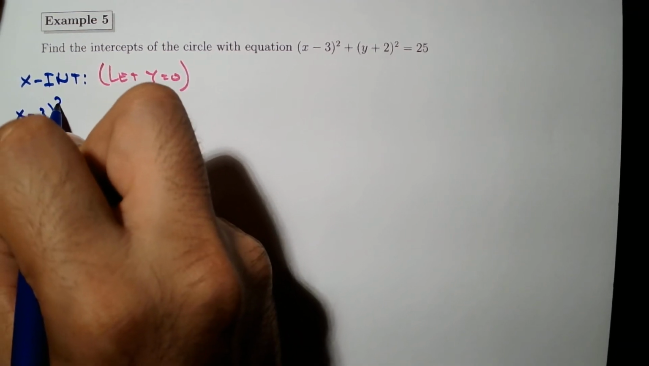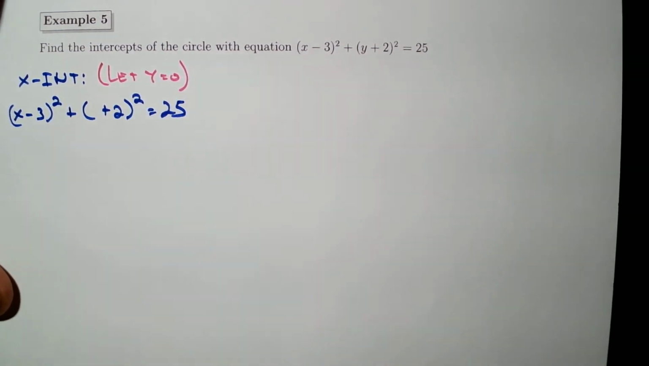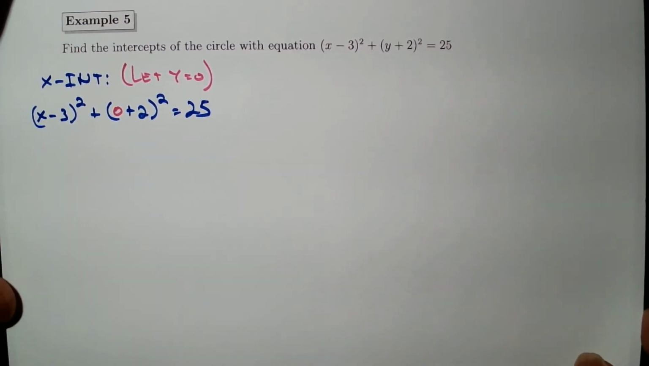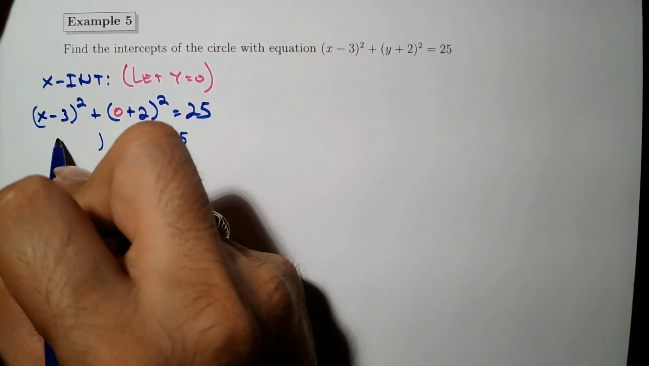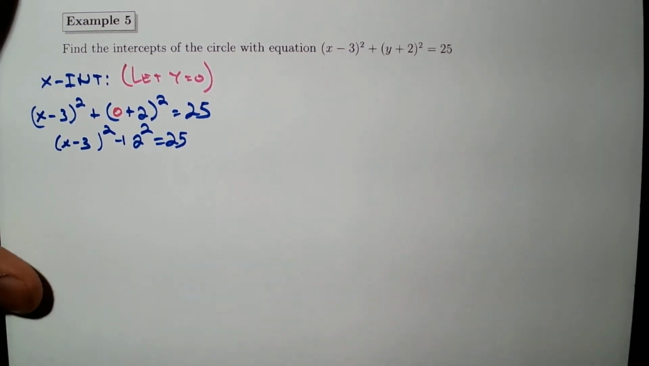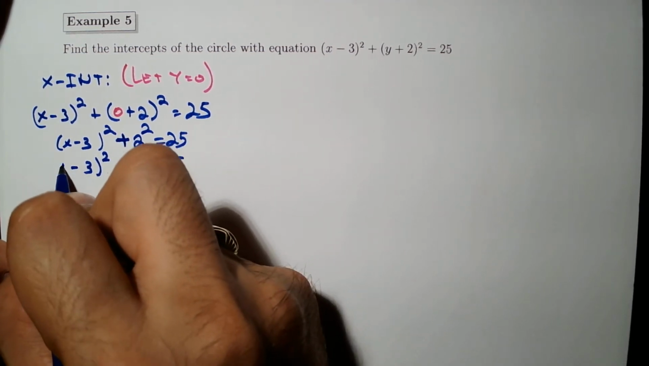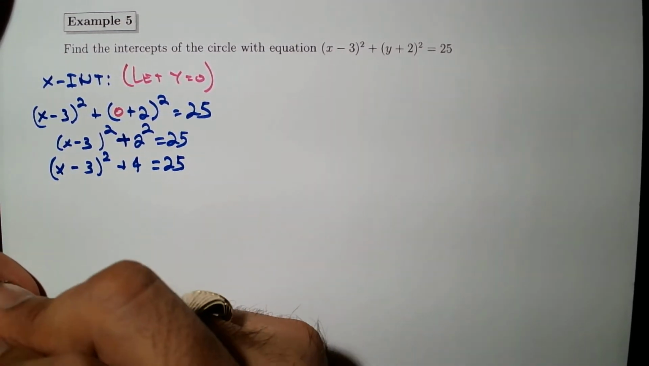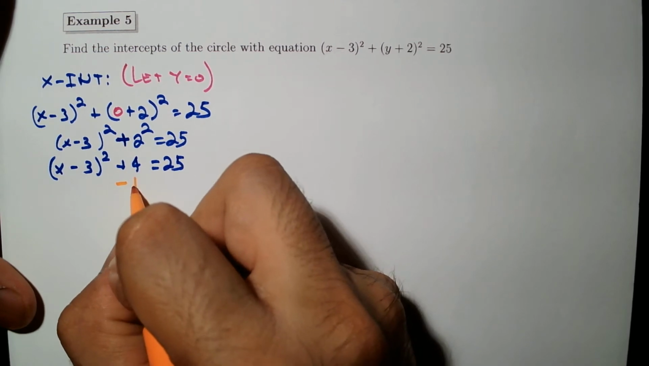So (x minus 3) quantity squared plus (y plus 2), in this case (0 plus 2), squared, and that equals 25. Okay, so 0 plus 2, that's going to be 2 squared, and (x minus 3) squared, so that's going to be 4 equals 25. So the next step here is to isolate x. I know what you're thinking again, just like on a couple sections ago. You want to expand the binomial. It's not necessary because that's going to lead us to a more complicated equation.